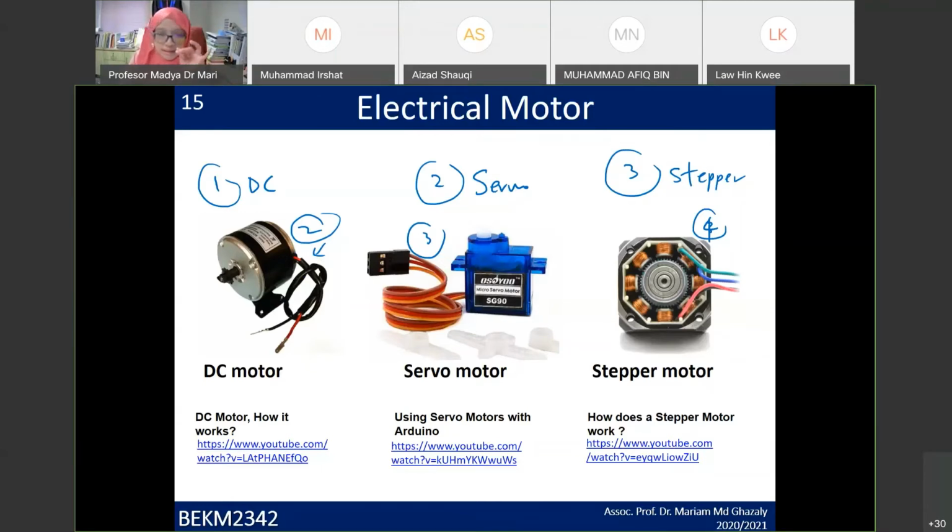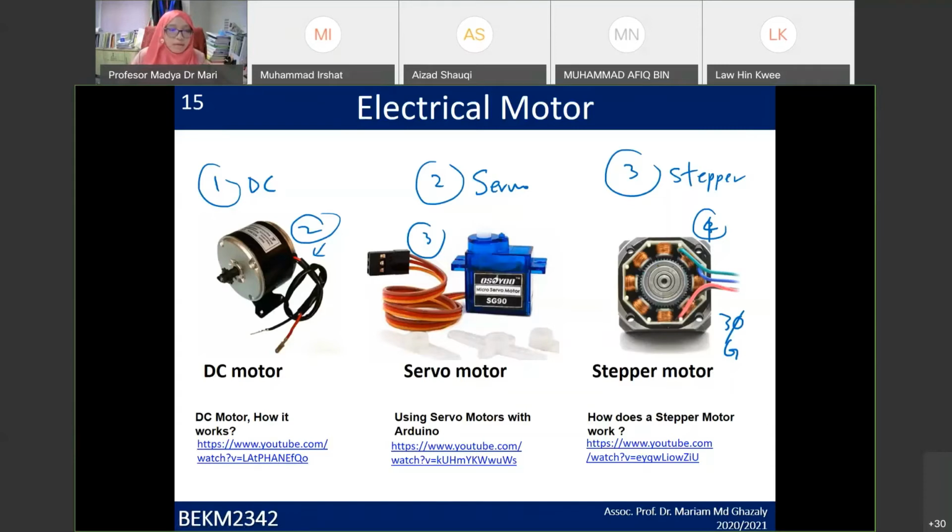For the stepper motor, normally you have three phases. That's why you can see the green wire, blue wire, and red wire. And the black wire is the ground. So in total you have four wires. That is how you determine which type of motor it is, based on first impression.